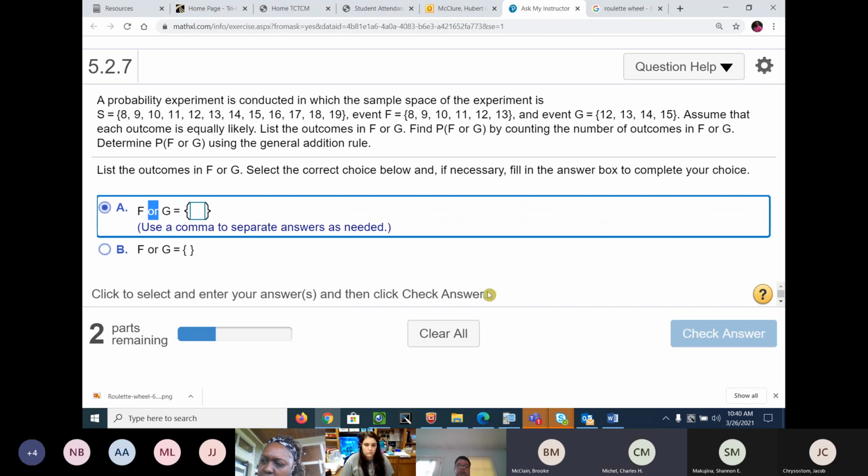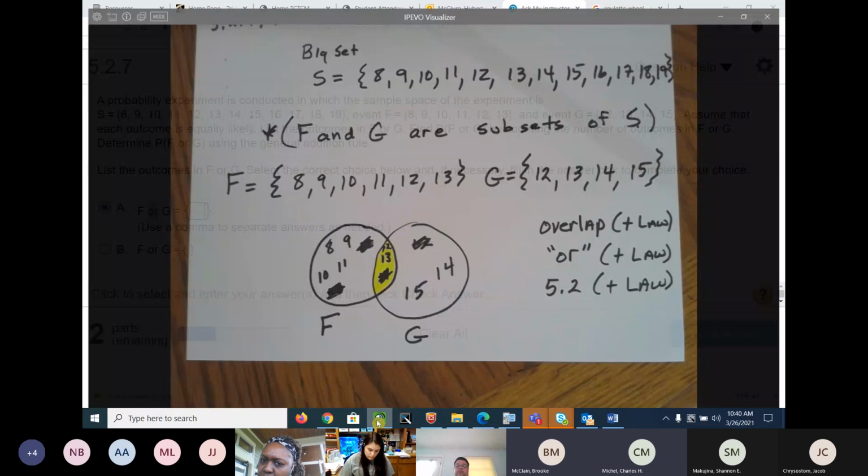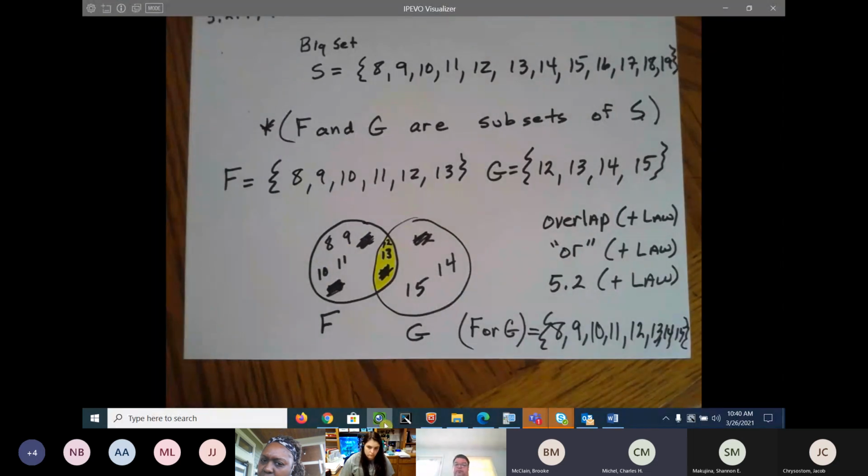I got 117. 8, 9, 10, 11, 12, 13, 14, 15. I added these two groups together. That's what the word or means.